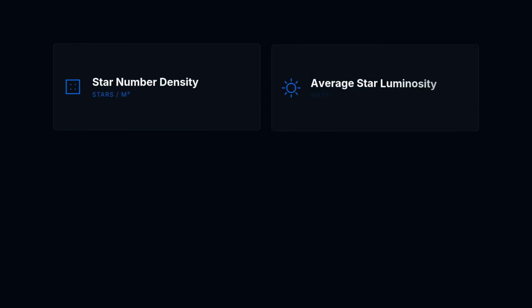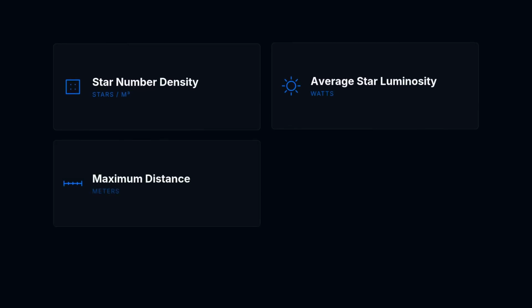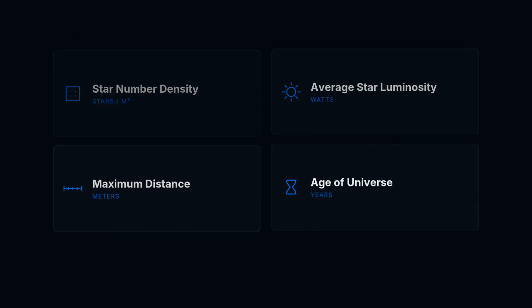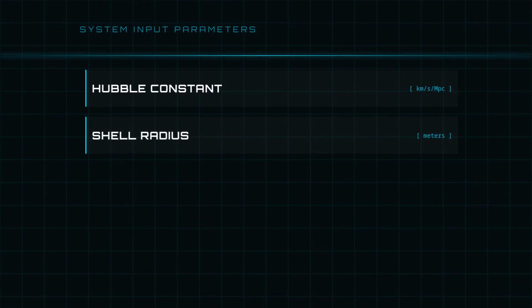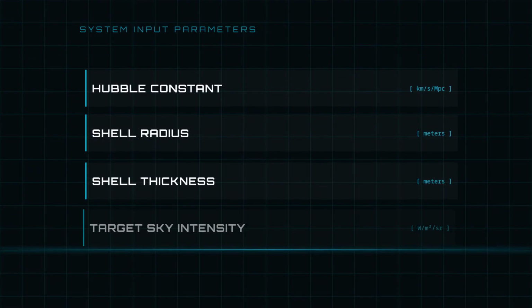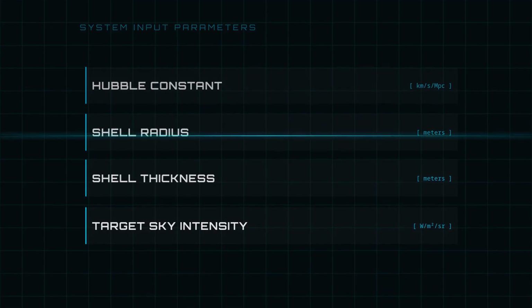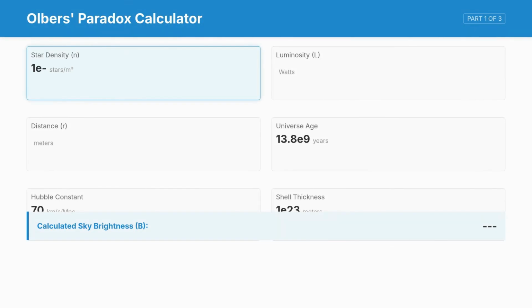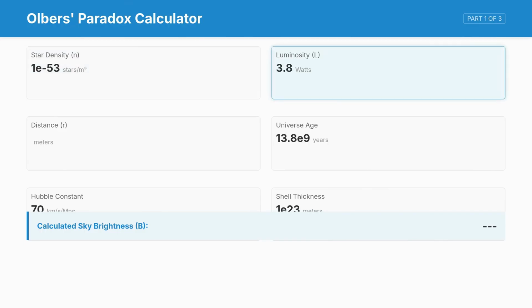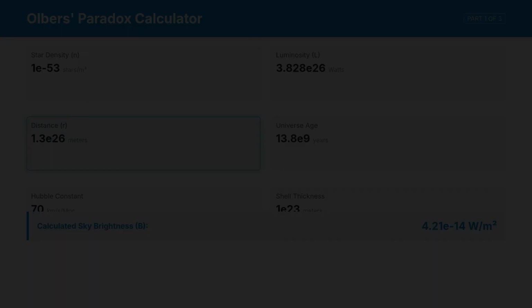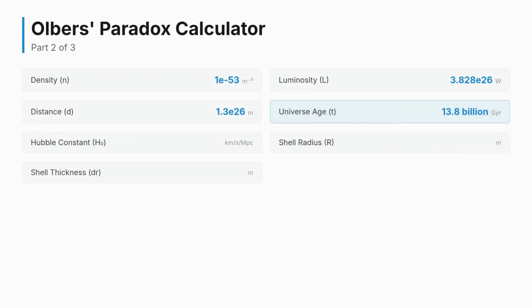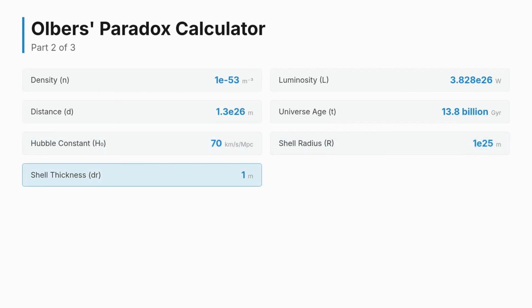The input fields are star number density in stars per cubic meter, average star luminosity in watts, maximum distance in meters, age of universe in years, Hubble constant in kilometers per second per megaparsec, shell radius in meters, shell thickness in meters, and target sky intensity in watts per square meter per steradian. Using the default values: star density of 1e53, luminosity of 3.828e26 watts, maximum distance of 1.3e26 meters, universe age of 13.8 billion years, Hubble constant of 70, shell radius of 1e25 meters, and shell thickness of 1e23 meters.